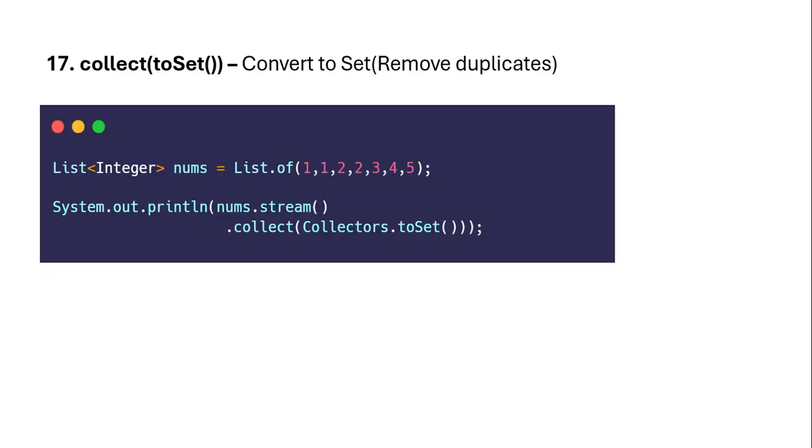Similarly, we have something called toSet. toSet is going to remove all the duplicates, whereas toList is not going to remove any duplicates. It is just going to give the input as it is. But if you want to remove the duplicates, for example, here we have duplicates of 1 and 2, we are going to get the output as 1, 2, 3, 4, and 5. It is just going to collect it in a set, not a list.